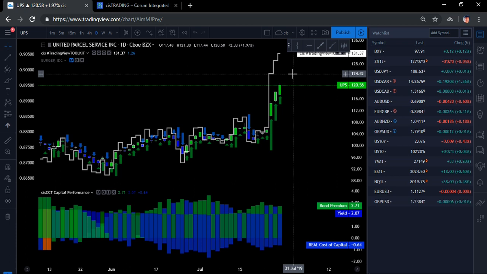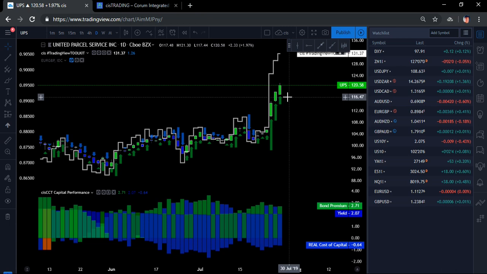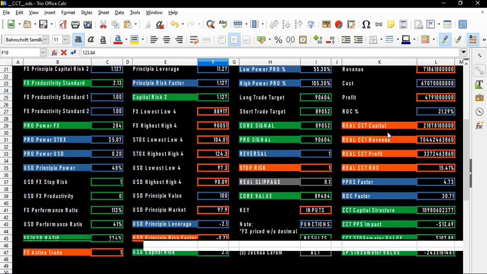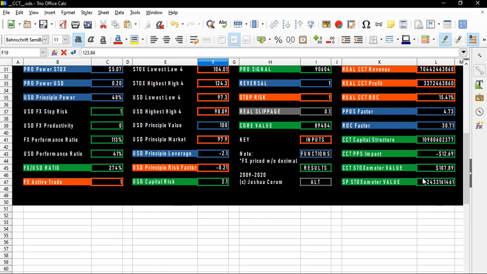All right, if the real cost of capital gets reduced from this 0.64, this negative number, and it starts to come in towards zero, positive, on this CIS CCT capital performance, if that happens, we're definitely going to see a reversal. I think the dollar will put some pressure on it in its performance, because we know from Quorum's capitalism theorem, looking at our Stoxometer, that the valuations are off for UPS to be able to actually perform with a higher, more efficient return on capital than where they're currently performing.